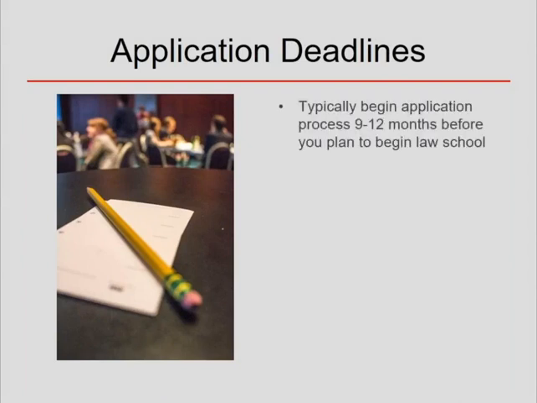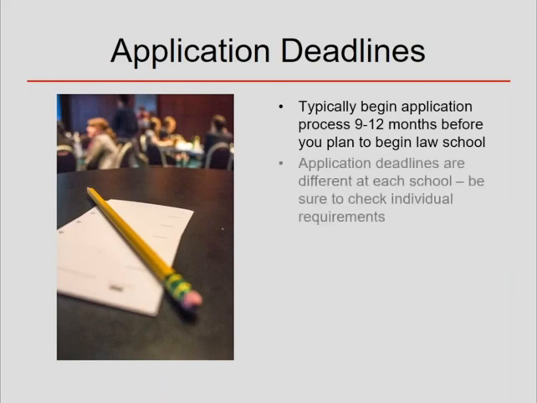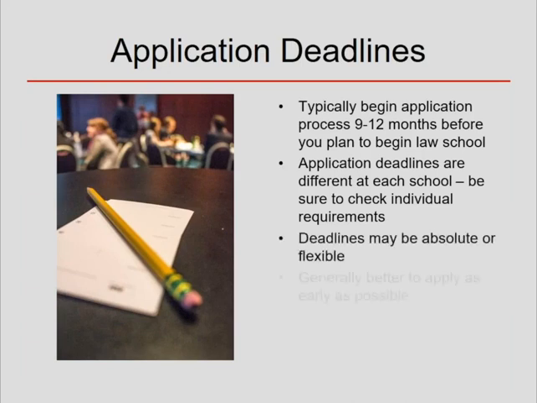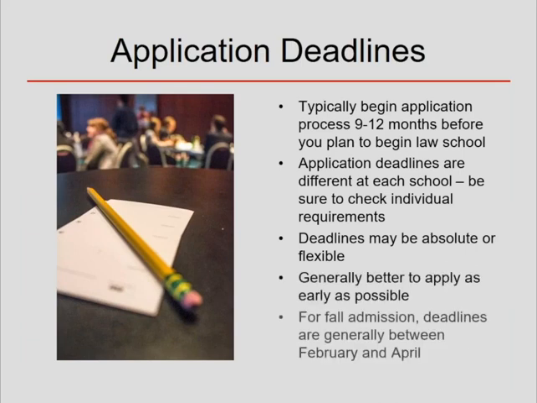Application deadlines. You will typically begin the application process 9 to 12 months before you plan to begin law school. This means that you will want to take the test in June or the fall, about 1 year before you plan to start law school. Application deadlines are different at each school, so be sure to check the individual requirements. Deadlines may be absolute or flexible, so some schools will have a hard deadline while others may operate under rolling admissions. Generally, it is better to apply as early as possible. Applying early puts you in the best possible position in case, for example, there happens to be a delay with other parts of your application. For fall admission, deadlines are generally between February and April.